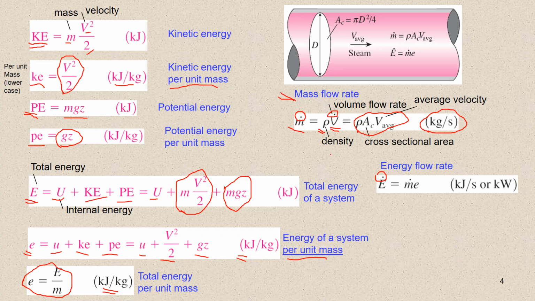The energy flow rate associated with a fluid flowing at a rate of m dot, E dot, is equal to m dot times e, in kilojoules per second or kilowatts, which is analogous to E = m e, where m is the mass and e is the total energy per unit mass.